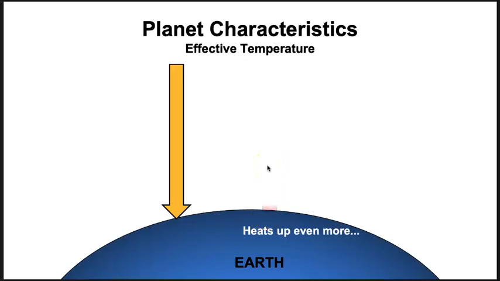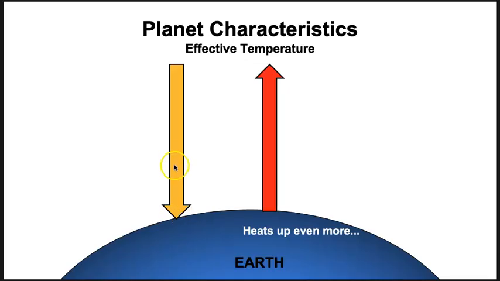So then the planet warms up even more, and when the planet warms up even more, eventually the planet's continuous spectrum is radiating energy back out into space, which is to say, the planet's luminosity is losing energy out to space at the same rate that the planet is gaining energy from the sun.